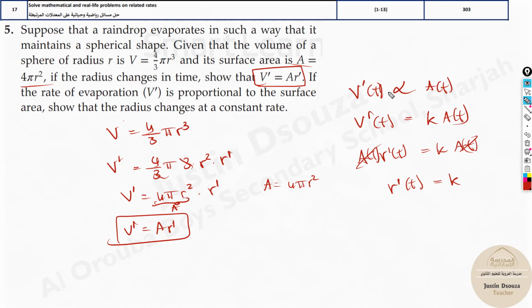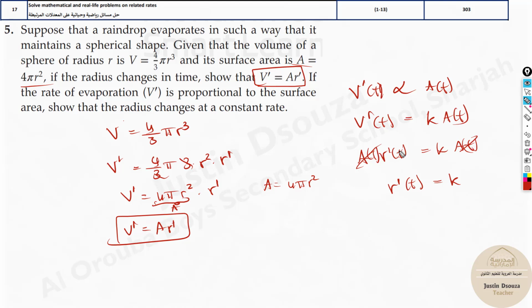Now if you're wondering what happened here, see, this is proportional because they have mentioned V dash is proportional to surface area A. And then, to remove the proportionality, you have to multiply it by the constant of proportionality on the right side. And over here we get V dash is equal to K times A. But we know the rate of volume is given as area times the rate of radius.